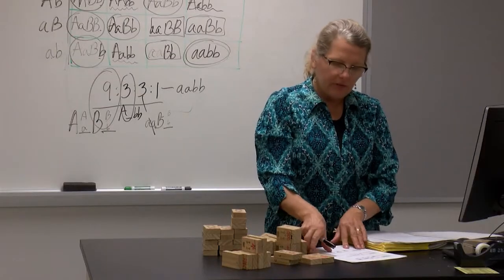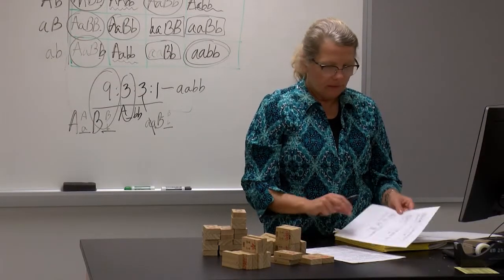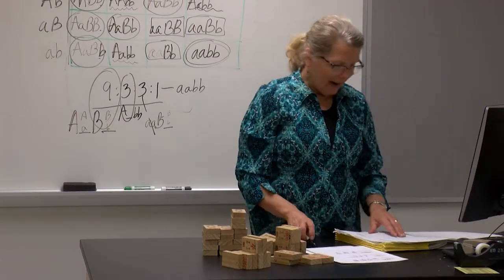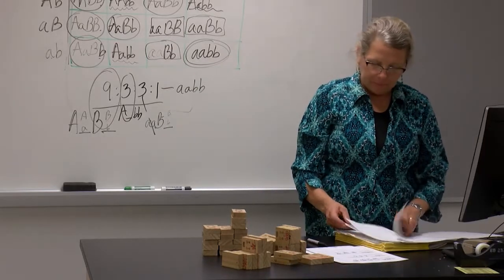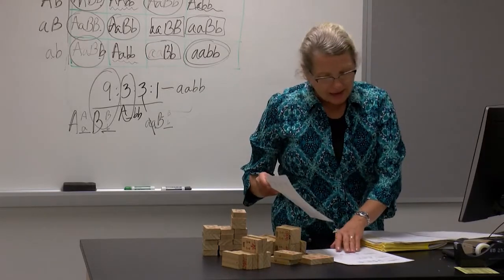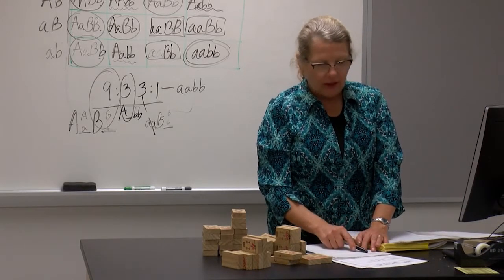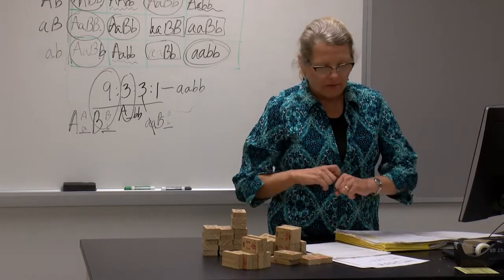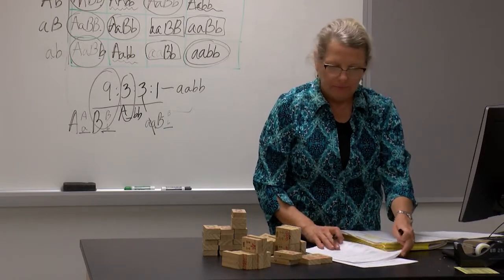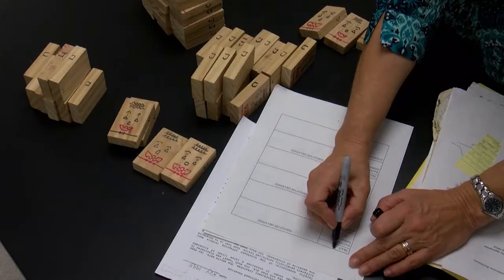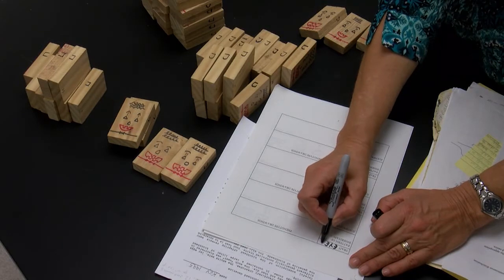Right, the next trait we're going to look at is the eyes. Remember, we have 6 patterns of inheritance, and that is what you need to figure out. What is the pattern of inheritance? Let's look at the eyes.